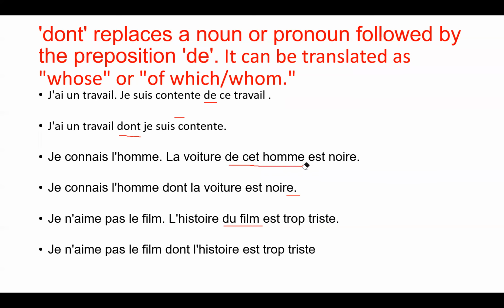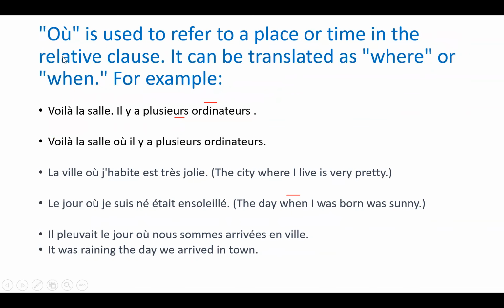So I hope dont is clear. Dont normally we use when we replace the noun and pronoun followed by the preposition de. And the meaning is whose, of which, or whom. Okay. Now we'll do the last one, où. Où is used to refer to a place or time in the relative clause. It can be translated as where or when.